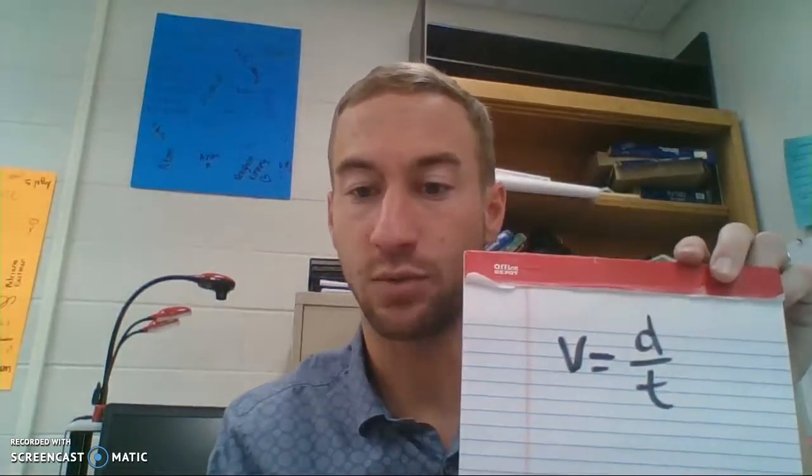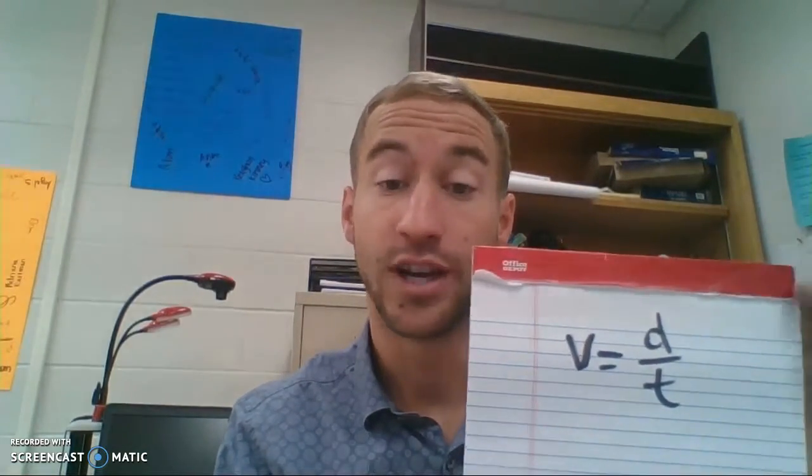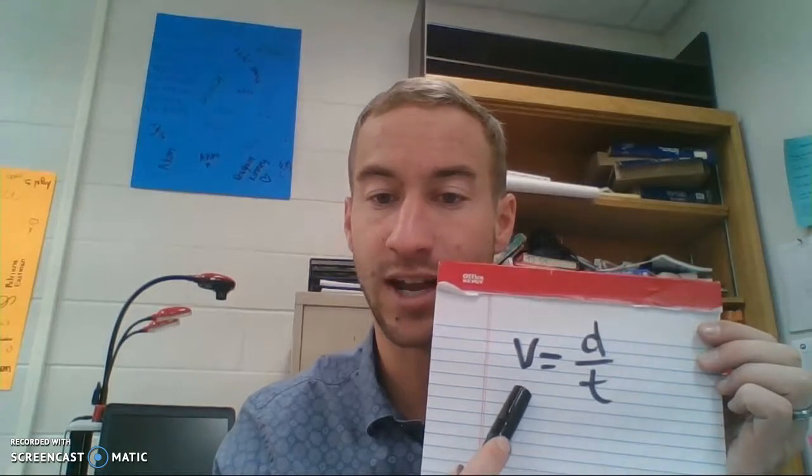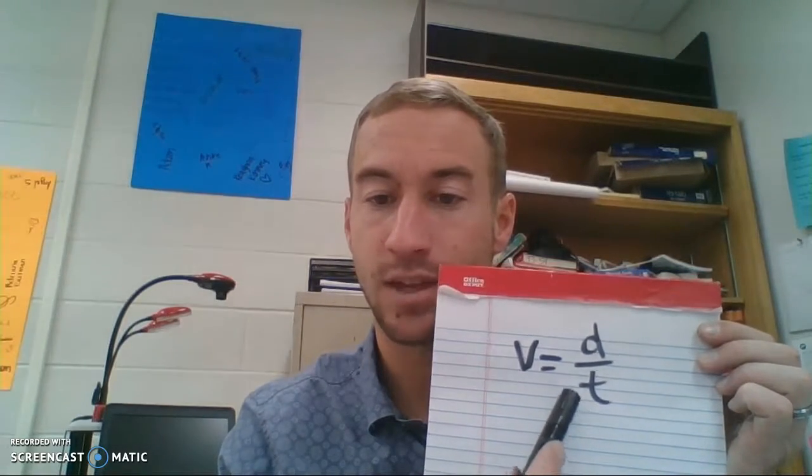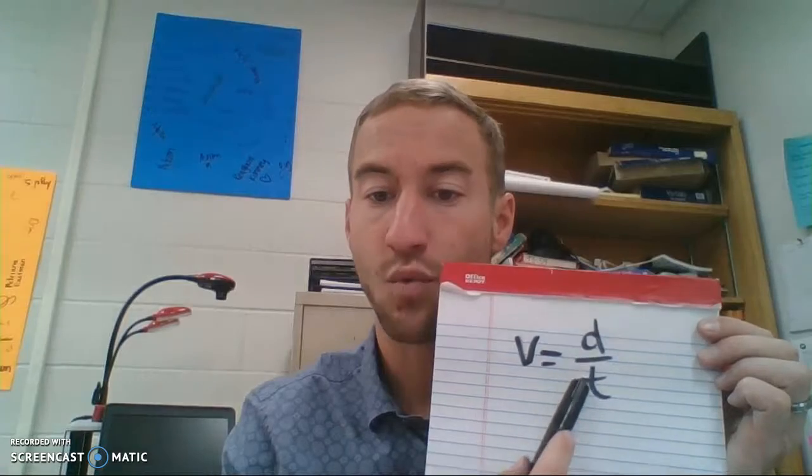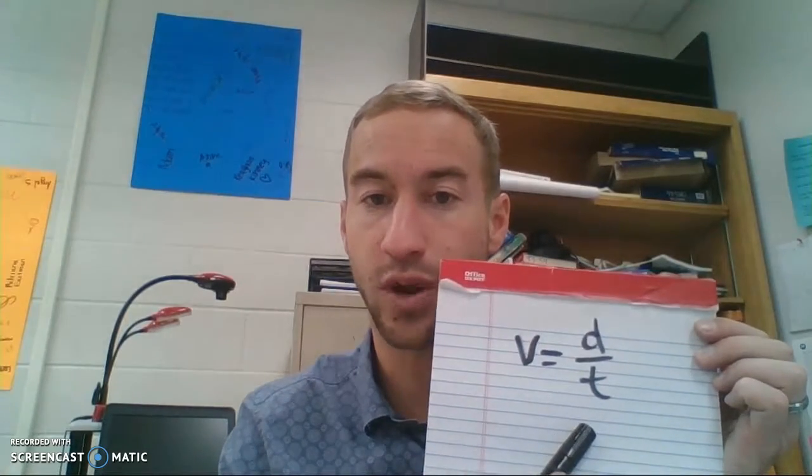Our standard equation that we start with is velocity equals distance over time. However, it's important to know how to be able to find distance or time if we know the velocity and one other variable. So say we want to find distance, but we're given a velocity and we're given a time. If we want to solve for distance, we need to rearrange this whole equation.